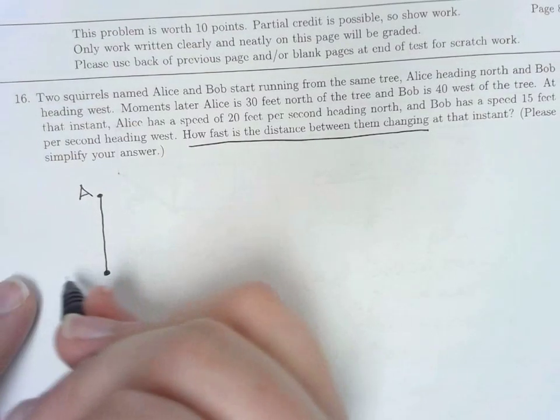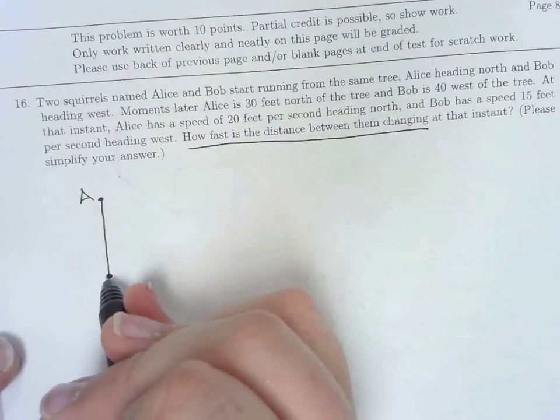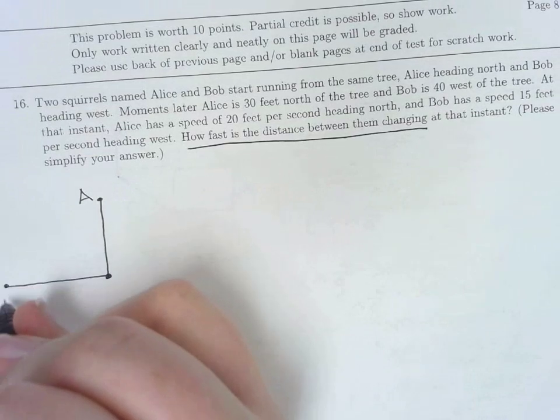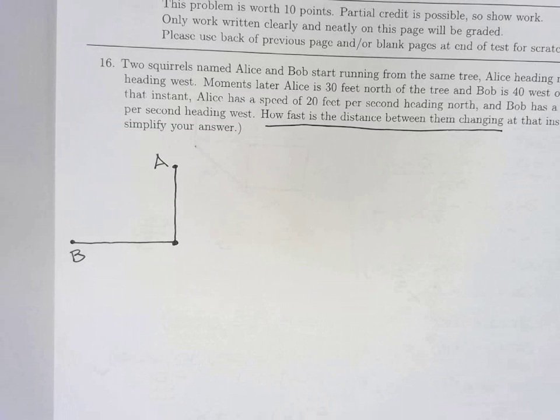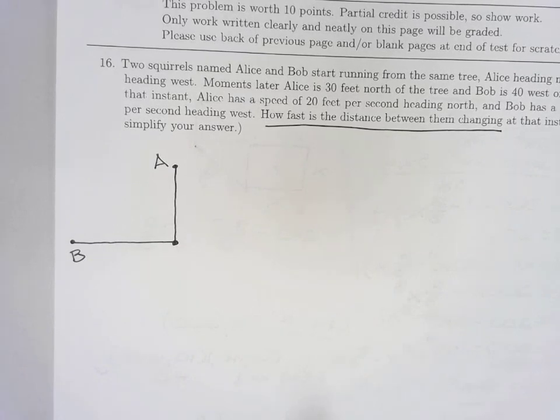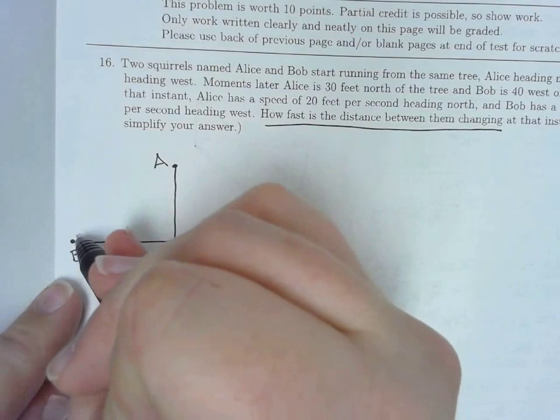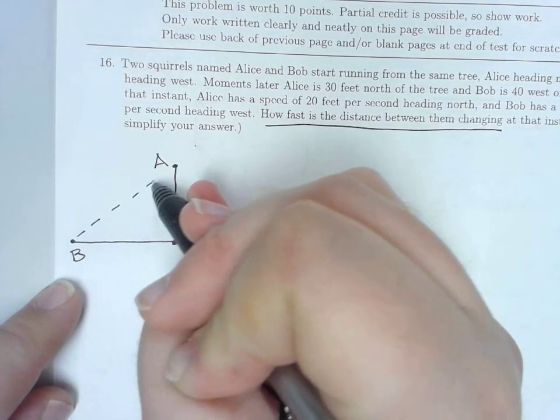Bob is heading west. Alice is heading north. Moments later, Alice is 30 feet north of the tree, and Bob is 40 feet west of the tree. So before I start labeling, here's my right triangle.